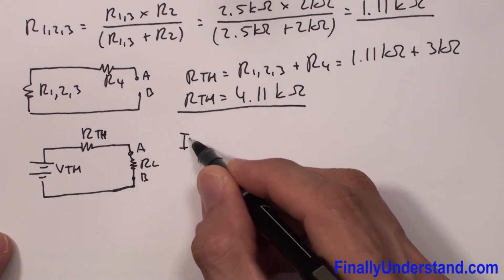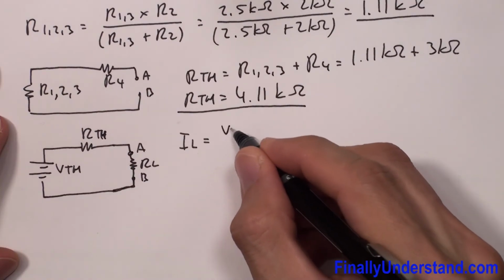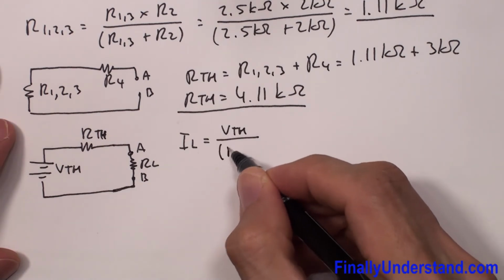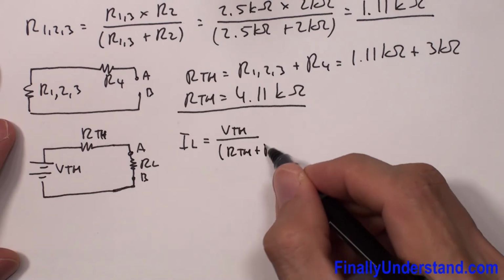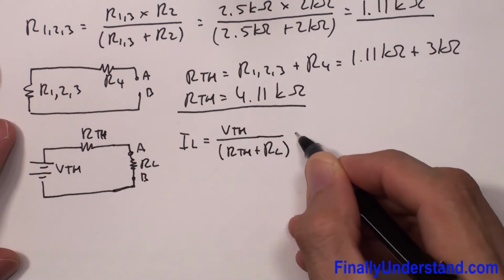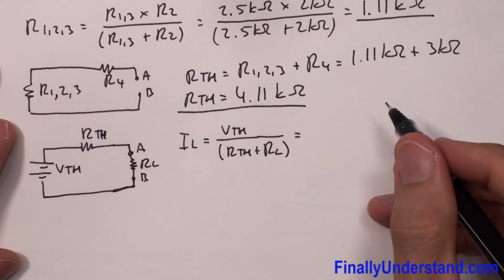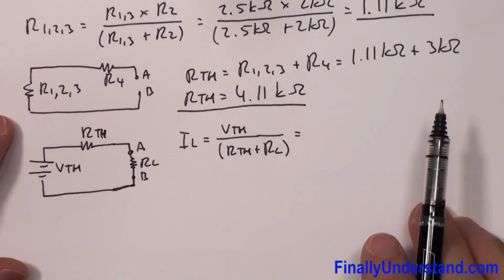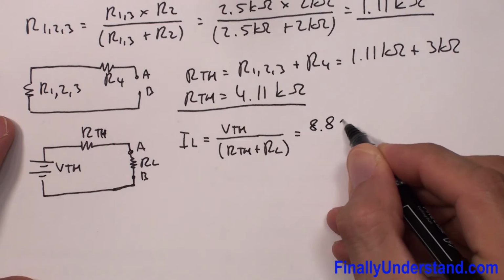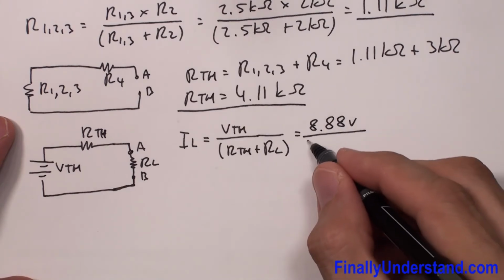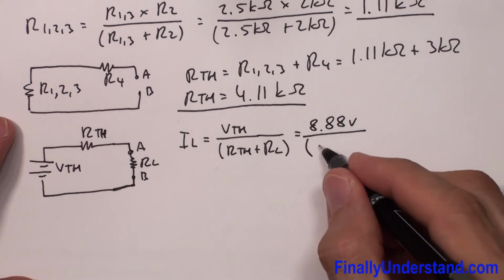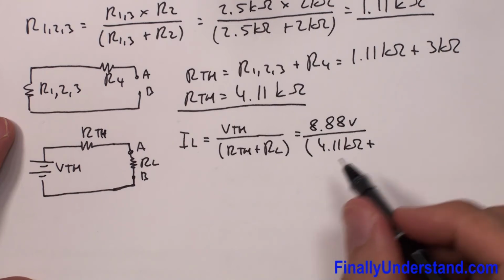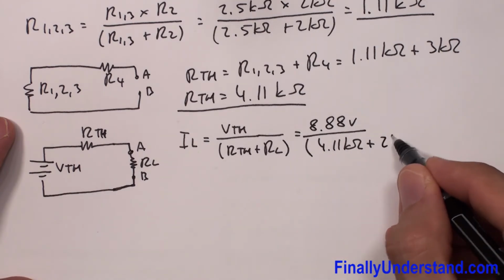In order to do so, I'm going to use Ohm's law. So I have IL is equal to VTH over RTH plus RL. VTH we've found is equal to 8.88 volts. So I have 8.88 volts divided by RTH, 4.11 kilo ohms, plus RL, which is equal to 2 kilo ohms.